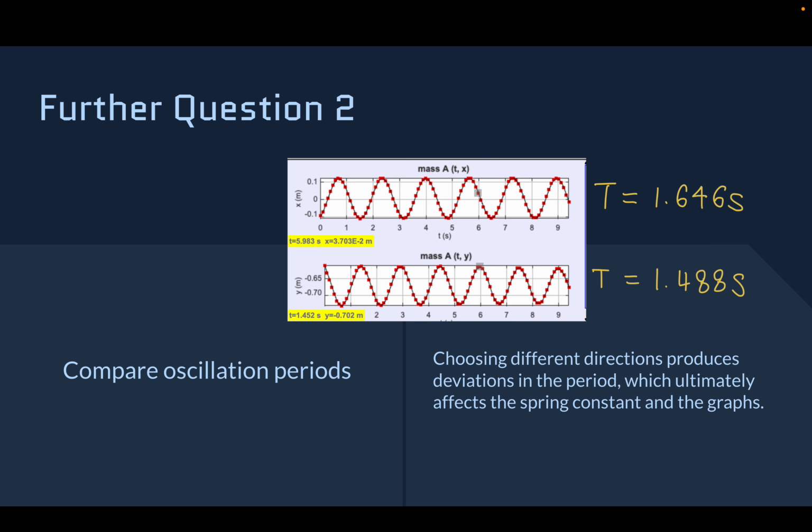And second, compare the oscillation periods. If I use the X graph, I get a period of 1.646 seconds, whereas with the Y graph, I get 1.488 seconds. So choosing different directions produces deviation in the period, which ultimately affects the spring constant and the graphs.